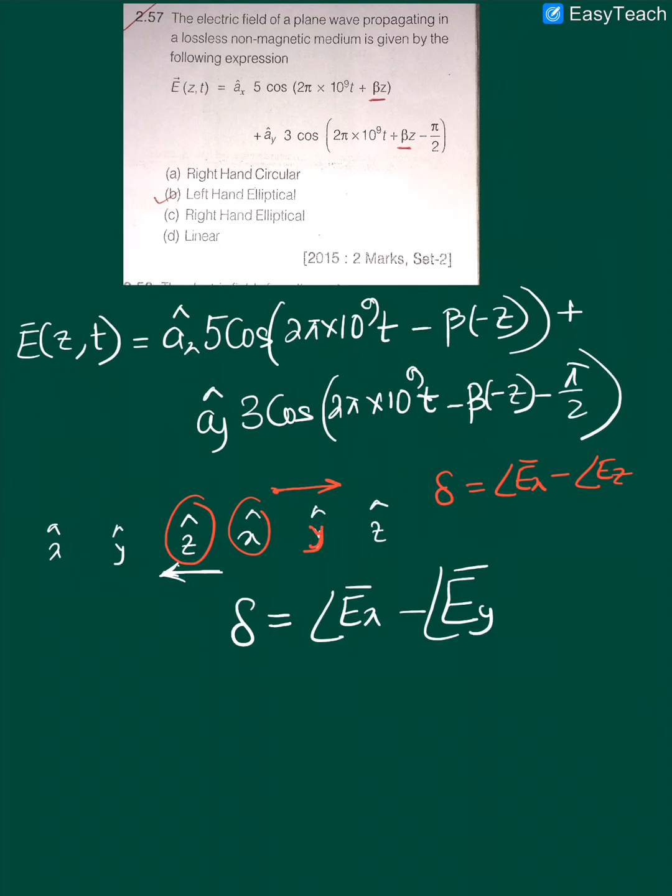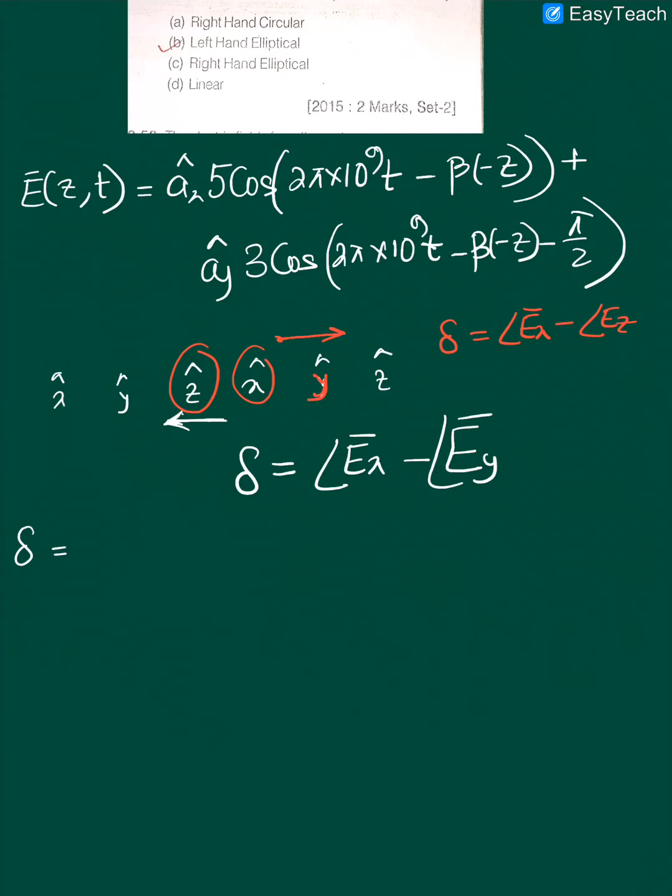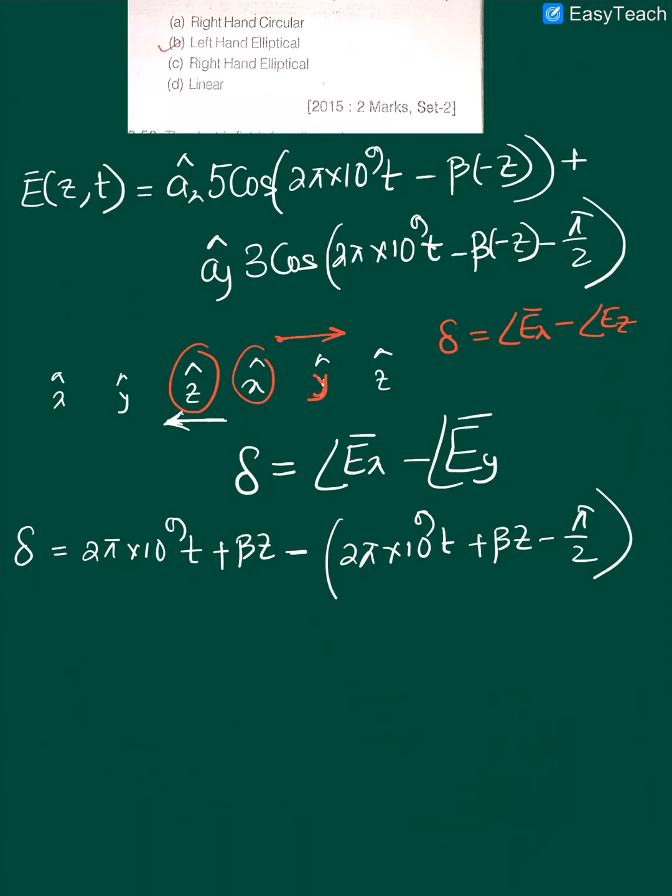So in our case delta will be, let us write delta. You can directly write it, but let us take the difference for the x component. So this one is the x component, this is the total angle. So it will be 2 pi into 10 to the power 9 t plus beta z. Okay, and minus the y component, it will be the same 2 pi into 10 to the power 9 t plus beta z minus pi by 2. Okay, and this is basically your plus pi by 2.